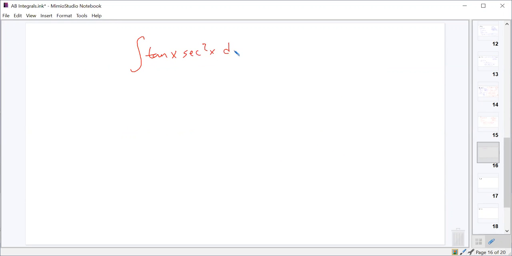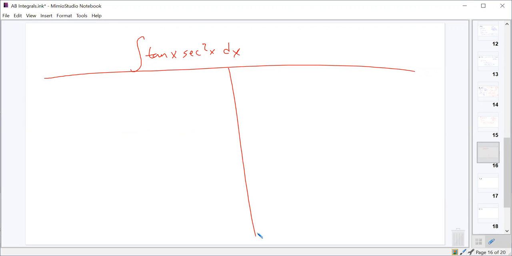What if I took off the limits of integration and just did it like this? Let's just look at two of the different ways here. Let's look at when we did u equals tangent x, and let's look at when we did u equals secant x. This way du is secant squared x dx, and this way du is secant x tangent x dx, right?